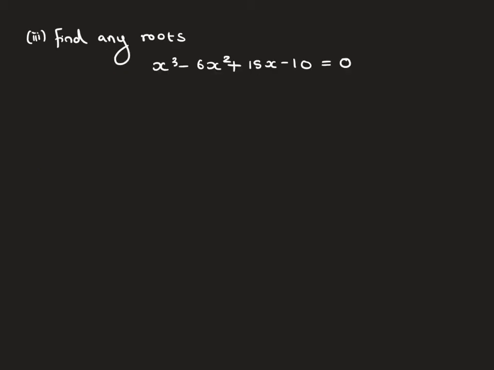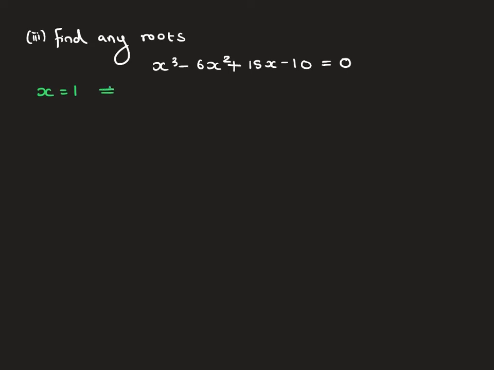So the last part of this question involves us finding any roots of x cubed minus 6x squared plus 15x minus 10 equals 0, i.e. points at which the graph crosses the x-axis. So there are various different ways in which we can approach this question. I'm going to look at using the factor theorem, and I'm going to test out some values. So I'm going to test out x equals 1.